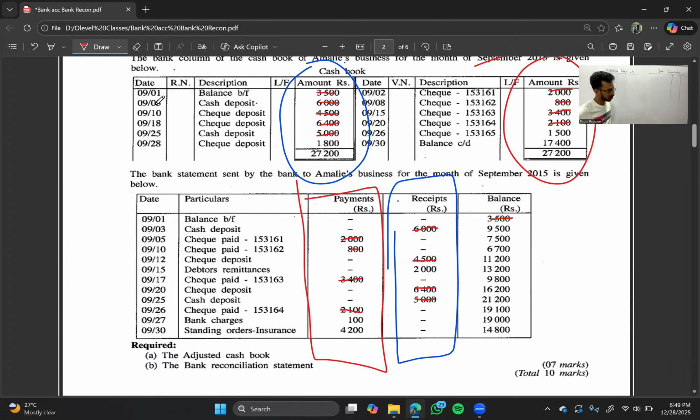The balance is how much? 17,400. As at 30th September. You have to take this balance, not the 3,500 or the 14,800. It has to be 17,400, the balance that you can see there.